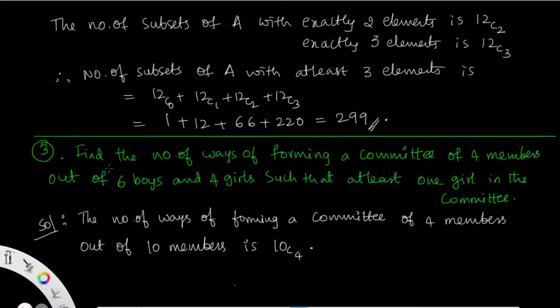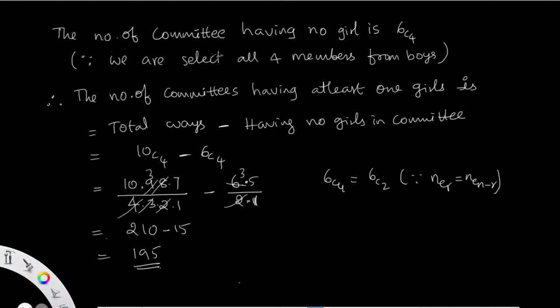Next, third question in the short answer type: find the number of ways of forming a committee of 4 members out of 6 boys and 4 girls such that there is at least one girl in the committee. At least one girl in the committee means the number of ways of forming a committee of 4 members out of 10 members is 10C4, and I am subtracting the number of committees having no girl, which is 6C4. Why? Because we are selecting all 4 members from the boys.